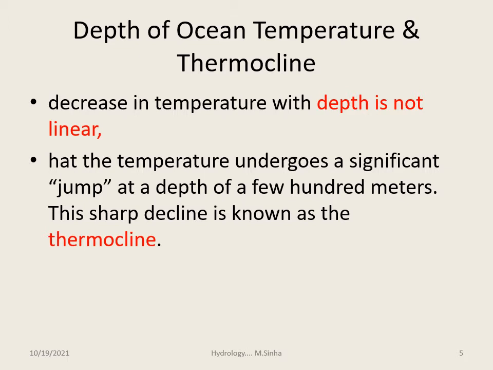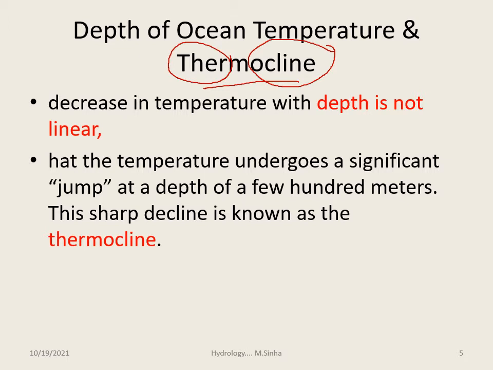Okay, so now come to the point of thermocline. Thermocline: thermo comes from thermal, that is related to heat or energy, and cline comes from inclination. The word comes from thermal and inclination, and that is the thermoclinal condition. What is the thermoclinal condition? It is related to the vertical distribution of temperature of the ocean water.